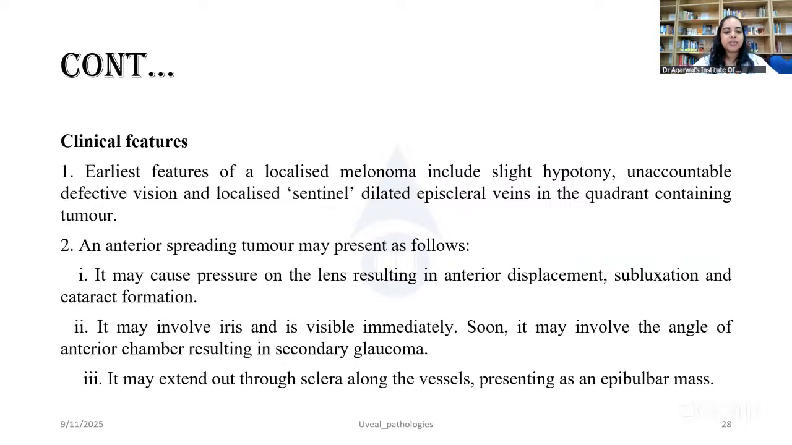Clinical features. Earliest features of a localized melanoma include slight hypotony, unaccountable defective vision, localized sentinel vessels, and dilated episcleral veins in the quadrant containing the tumor. An anterior spreading tumor may present as follows. It may cause pressure on the lens resulting in anterior displacement, subluxation, and cataract formation. It may involve the iris and is visible immediately. Soon it may involve the angle of the anterior chamber resulting in secondary glaucoma. It may extend out through the sclera along the vessels, presenting as an epibulbar mass.